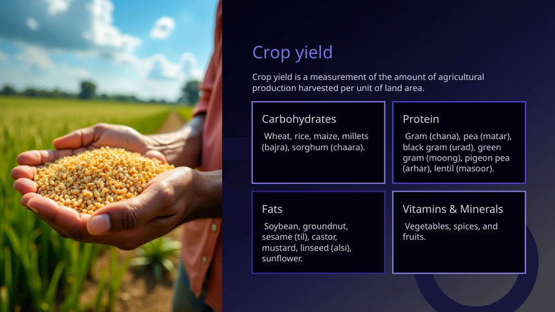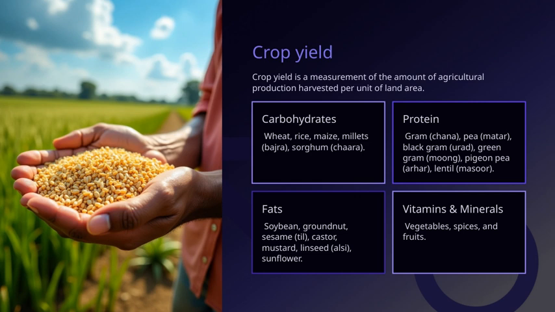Finally, we have vitamins and minerals, which are abundant in vegetables, spices, and fruits. These micronutrients are vital for maintaining good health, boosting the immune system, and preventing deficiencies. Connecting all these points, it's clear that diverse crops provide a range of essential nutrients that support both our health and agricultural productivity. Understanding crop yields and the nutrients they supply helps us appreciate the importance of sustainable farming practices and nutritional security.